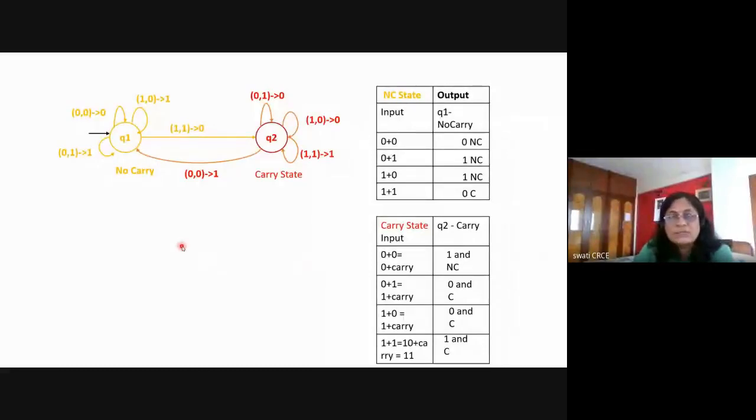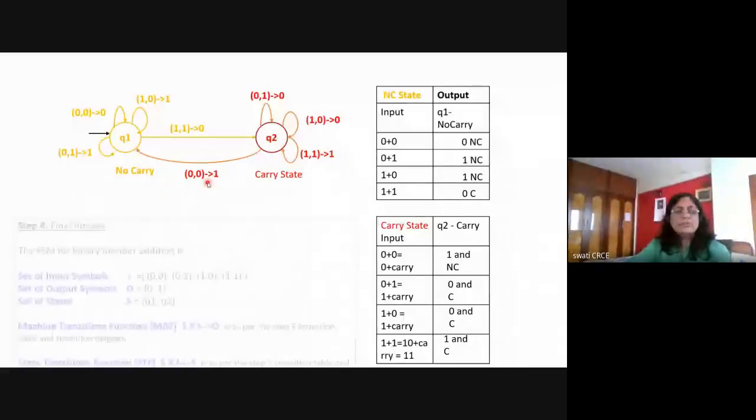Now check whether all the transitions are done. So for Q2 also, there are four types of inputs. So for all four types of input, Q2 transitions are also done. So we are done with the calculation.